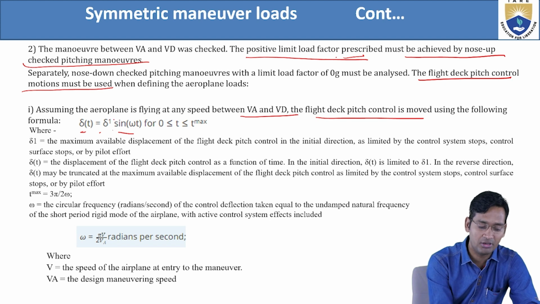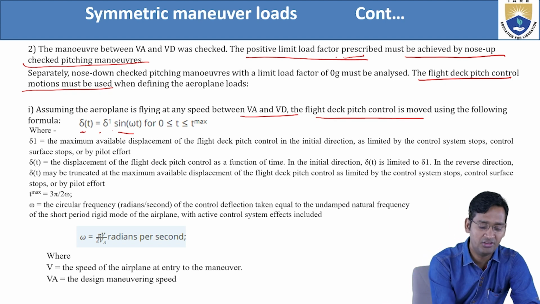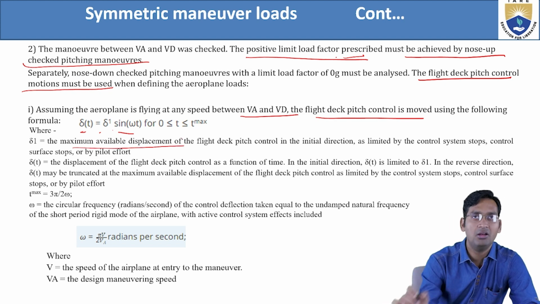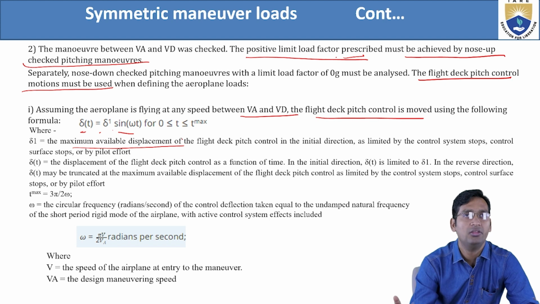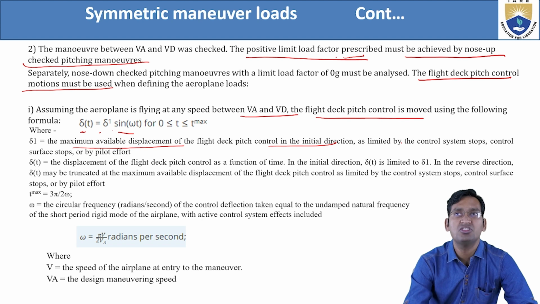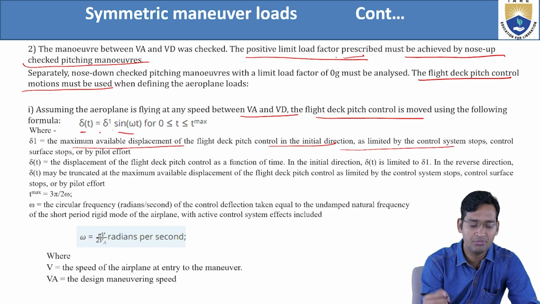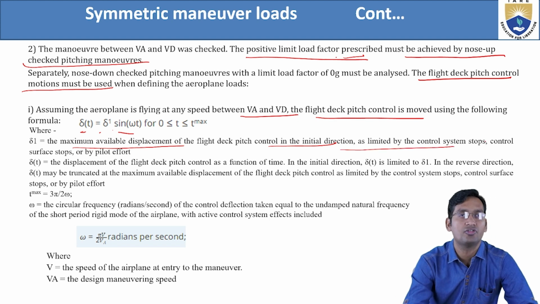Now what is this delta 1? Delta 1 is the maximum available displacement of the flight deck pitch control in the initial direction. So delta 1 is the maximum available pitch control, which is already defined in the initial direction, as limited by the control system stops, control surface stops, or by pilot effort.